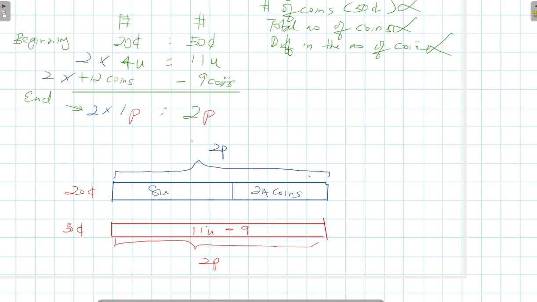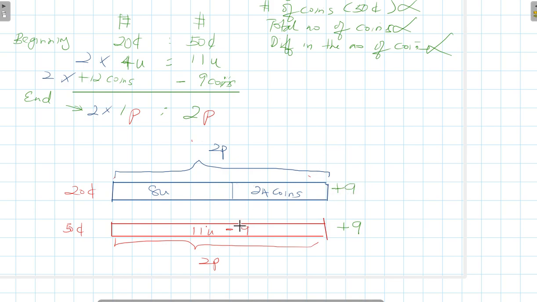Okay, something you notice. Here is take away, you know. It will be a bit hard for you to do the subtraction here. So I don't want the minus. That means I have 11 units, but I still owe people 9 coins. How can I prevent myself from owing people 9 coins? So over here I add 9 coins, and here I add 9 coins.